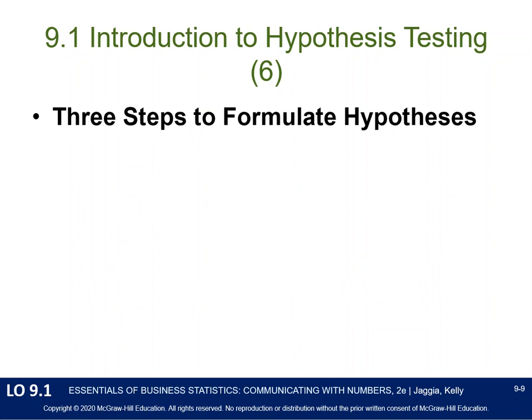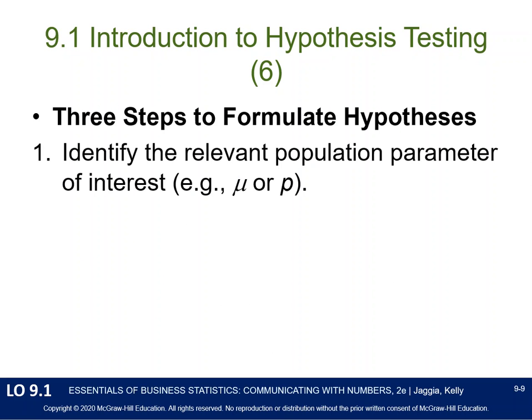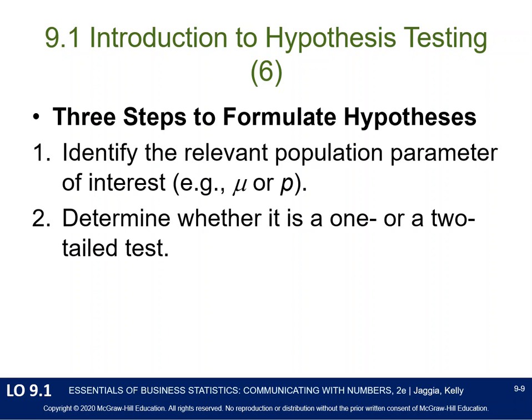Now, when we formulate a hypothesis, we've got 3 steps we have to follow. First of all, we're going to identify what population parameter we're looking for. Generally, that's the mean or the probability. We're going to determine whether it is a one or a two-tailed test.